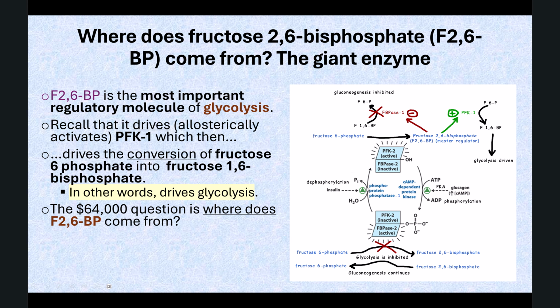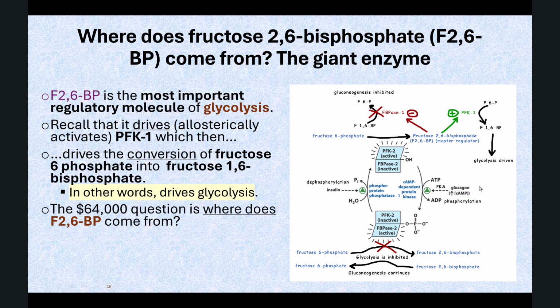Wow. So who cares about it? Well, who cares about it? This beast of an enzyme is what makes fructose 2,6-bisphosphate. F26BP is the most important regulator of glycolysis, and it's an important regulator of gluconeogenesis as well. But it's the most important regulatory molecule of glycolysis.